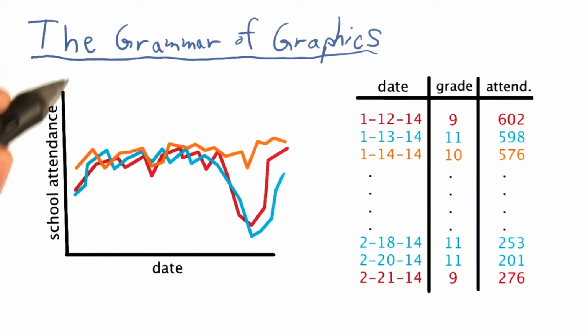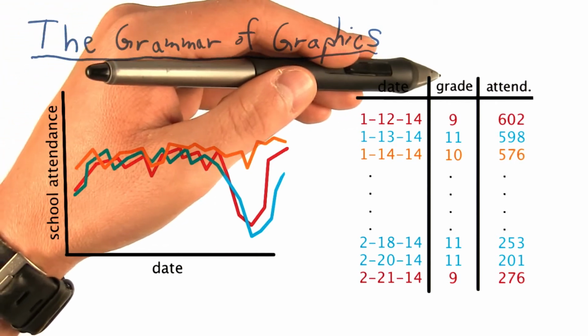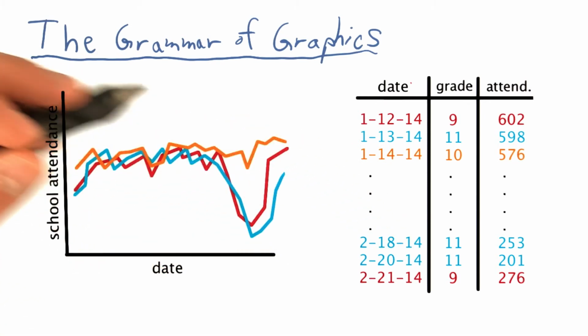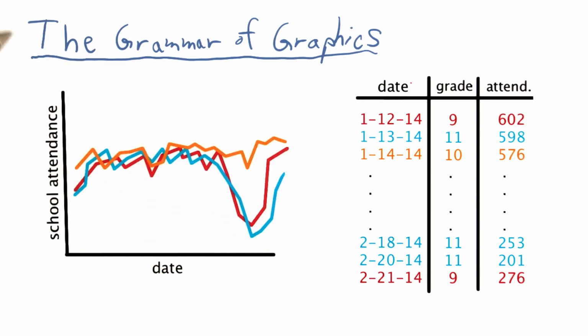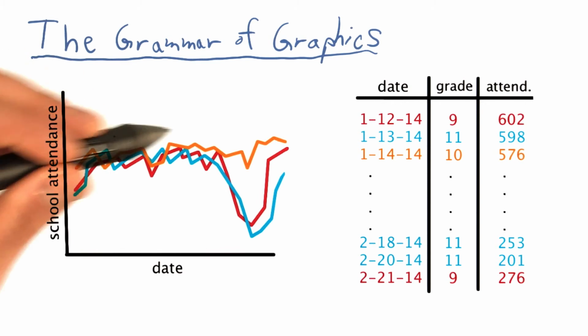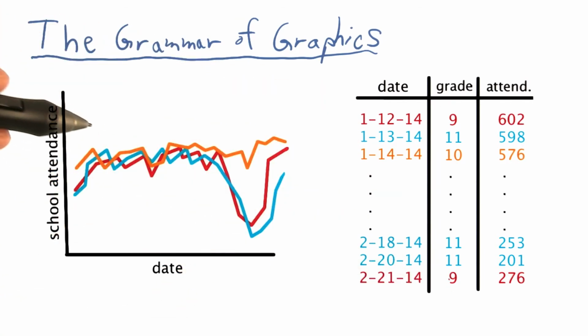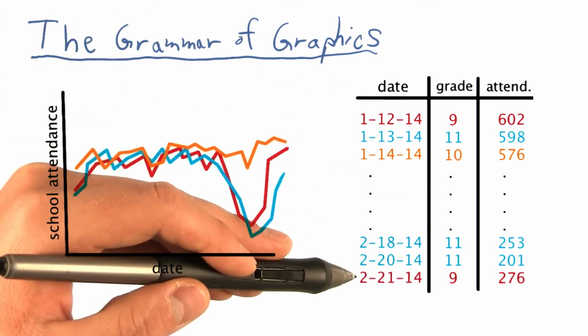Due to the flexibility of the grammar of graphics, we were able to apply the same aesthetic, in this case a line, and the same axes, to different data, in this case data that has a grade column added and is categorized by day. So instead of having to redo all the work of specifying how to draw a line and how it integrates with our data, we've simply split up our data by grade and drawn one line for each category, in this case, the grade.